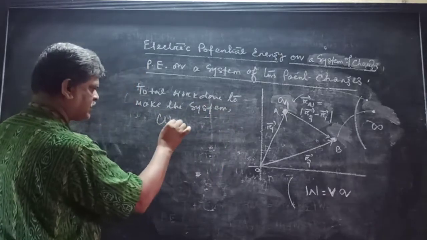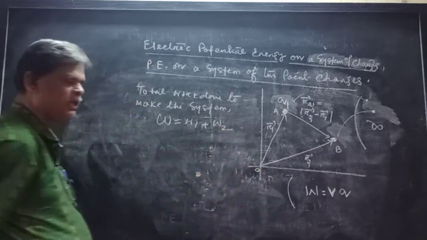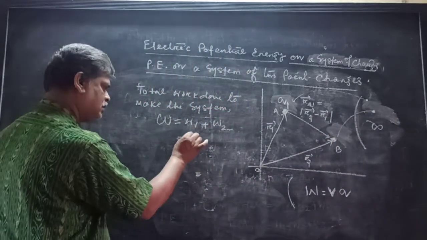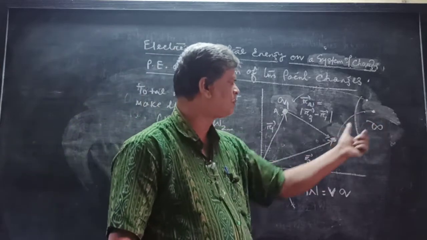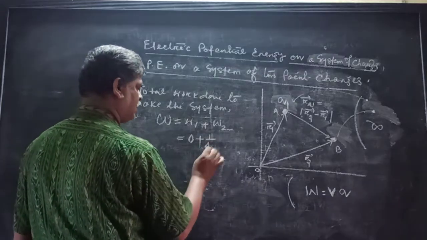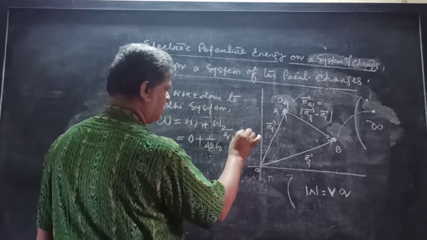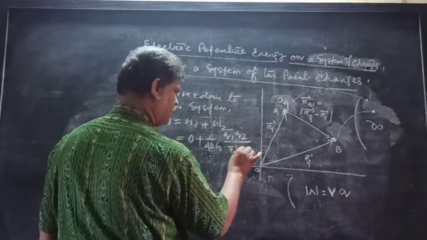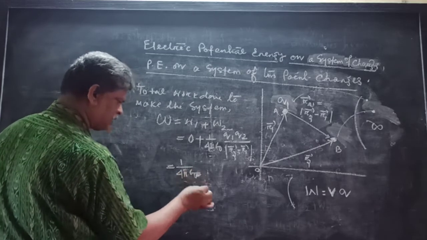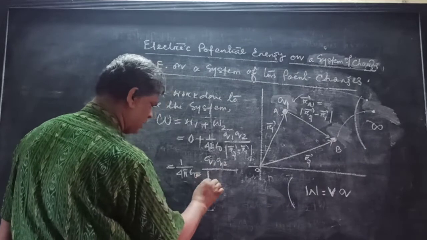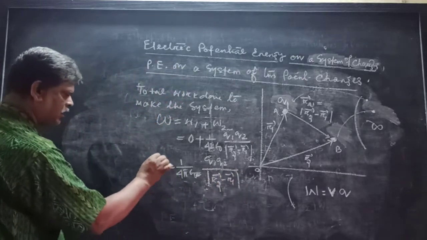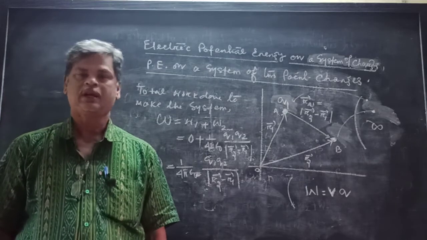Work done to make the system, W is equal to W1 plus W2. The W1 is the amount of work done to move the charge Q1 to position A, and W2 is the work done to move the charge Q2 from infinity to the respective position B after A, after Q1. That is 1 by 4 pi epsilon 0 Q1 Q2 divided by the magnitude of R2 vector minus R1 vector. So this is the total work done to make the system.